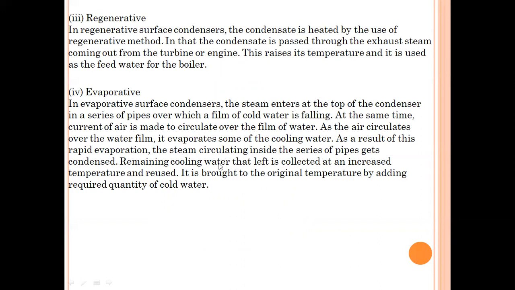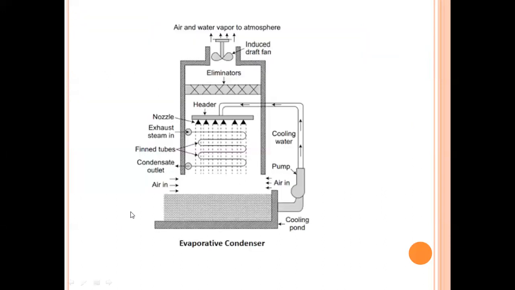As a result of this rapid evaporation, the steam circulating inside the series of pipes gets condensed. The remaining cooling water that is left is collected at increased temperature and reused. It is brought to original temperature by adding the required quantity of cold water. This is the evaporative condenser.